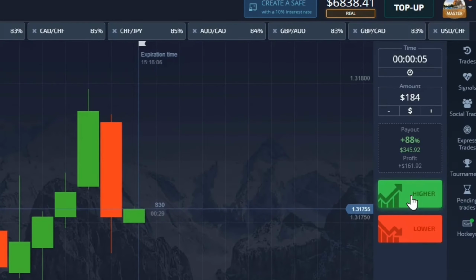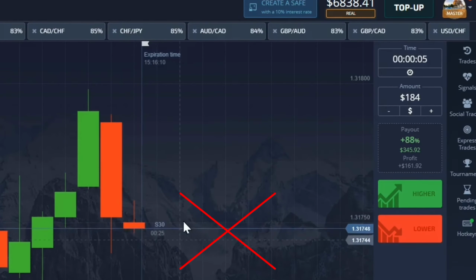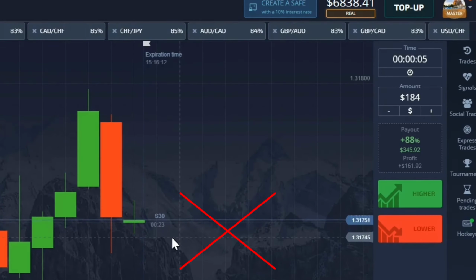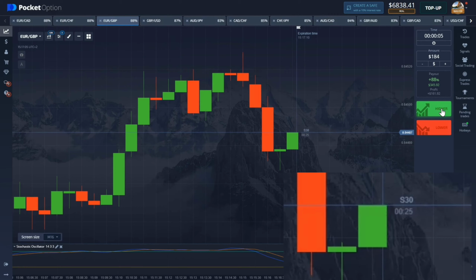Here's an example of when you shouldn't trade. This candle turns red after a green candle within 5 seconds, so avoid it. And here is when to trade.